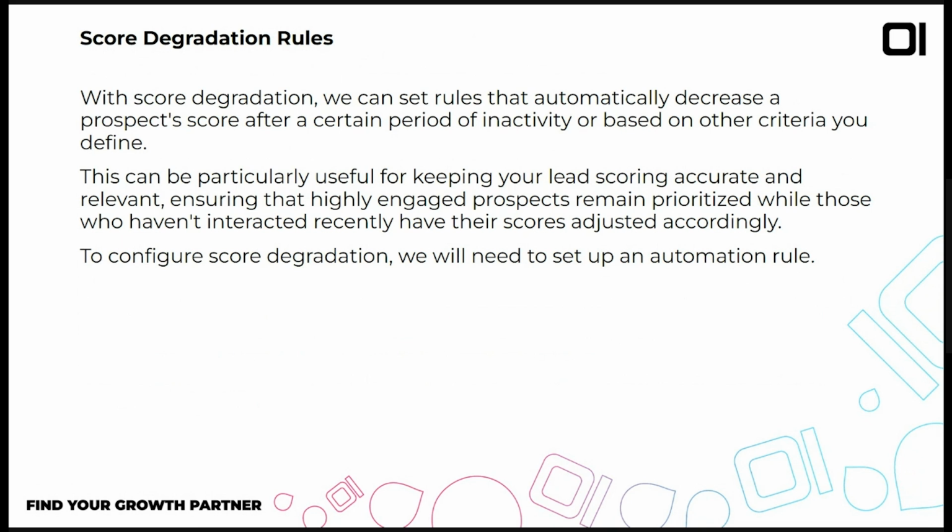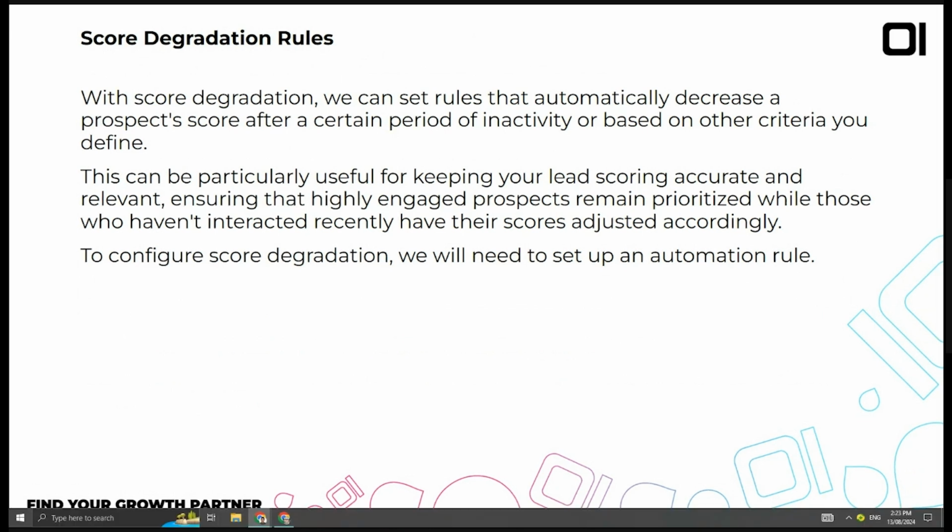For the score degradation rules, we'll be using an automation to set this up. With score degradation, we can set rules that automatically decrease a prospect's score after a certain period of inactivity or based on other criteria you define. This can be particularly useful for keeping your lead scoring accurate and relevant, ensuring that highly engaged prospects remain prioritized while those who haven't interacted recently have their scores adjusted accordingly. To configure score degradation, this is the one that I was telling you earlier. We'll be setting up an automation rule.